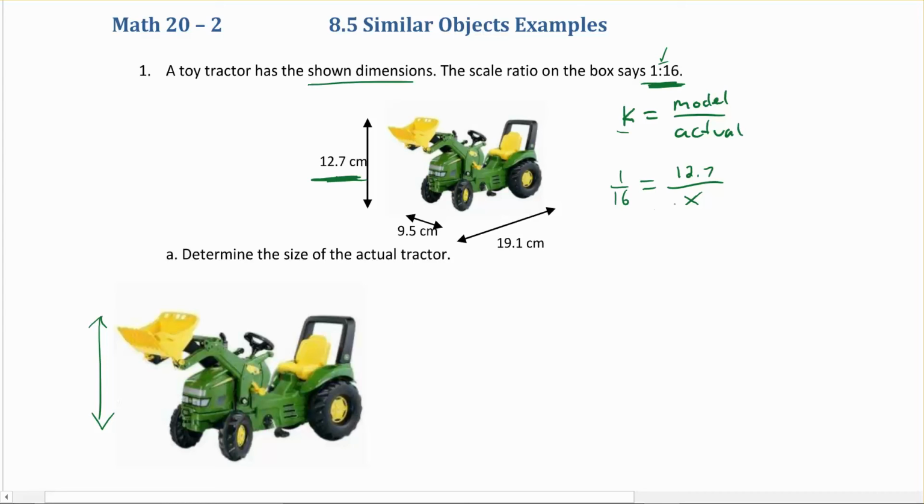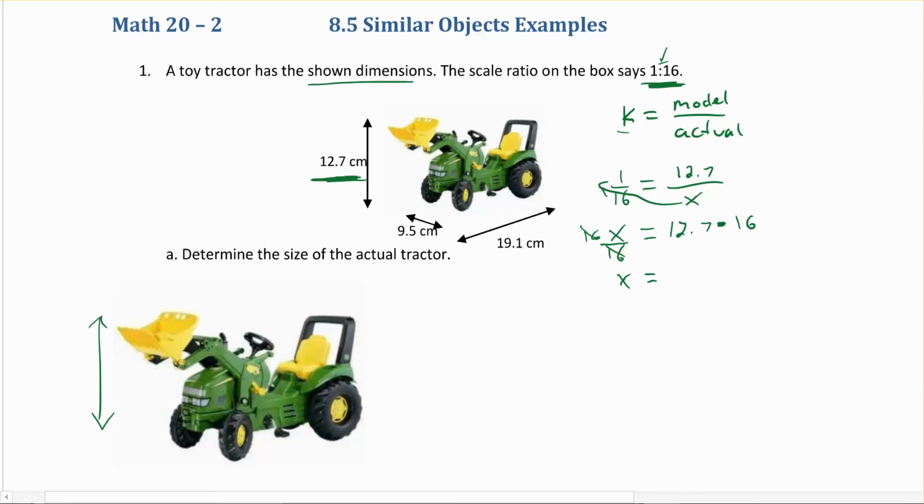If we rearrange this, I have to get x out of the denominator, so I'm going to multiply both sides by x, however you want to think about it. So we get x over 16 is equal to 12.7. I'm going to multiply both sides of the equation by 16. So x is just 12.7 times 16. That's going to give me the height of my tractor.